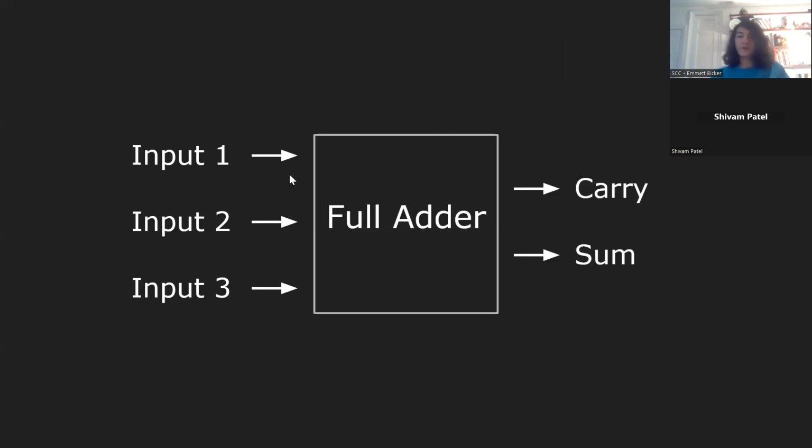How would I make a full adder, something that adds together three digits, with a half adder, something that adds together two digits, intuitively? How can I add together three numbers by using a system that adds together two numbers? And you can use it multiple times.